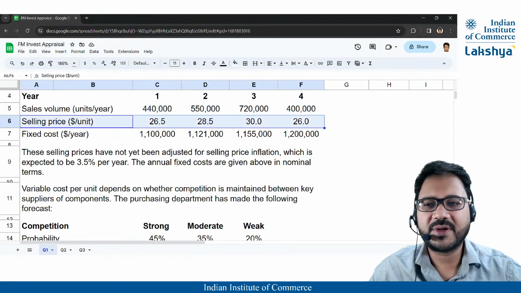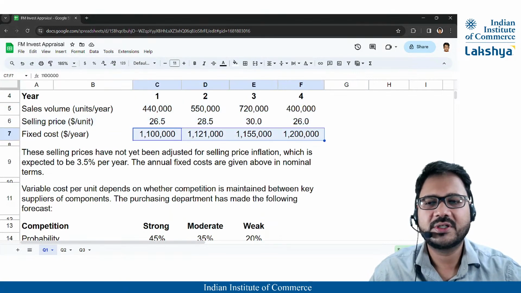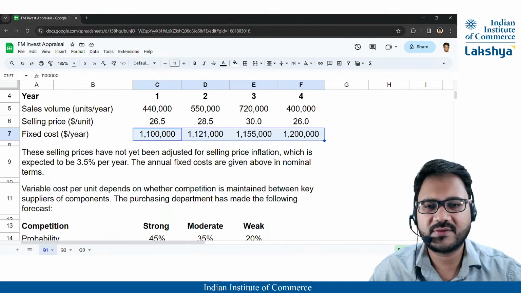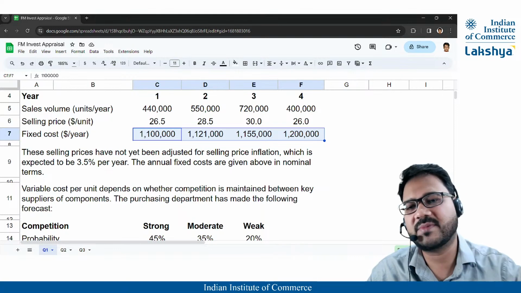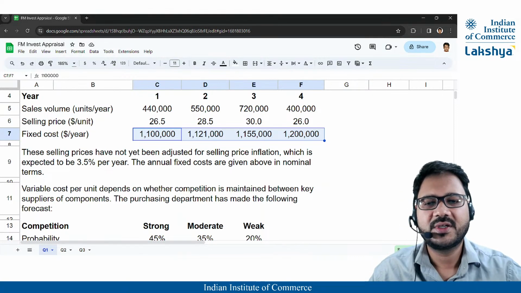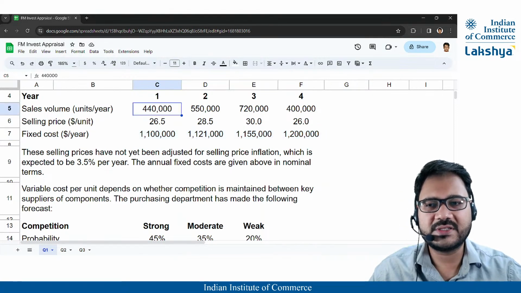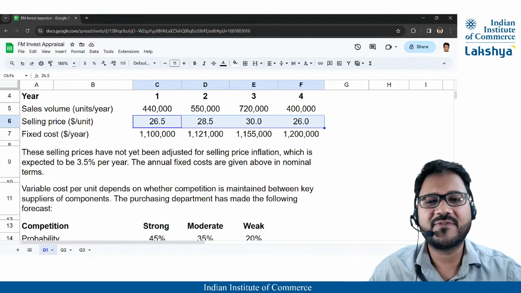We have the selling price. We have fixed costs. Fixed costs, if you can see, are not per unit. It is fixed. These selling prices have not been adjusted for selling price inflation, which is expected to be 3.5% per year. So every year, inflation increases by 3.5%. Basically, these rates we need to inflate by 3.5%.